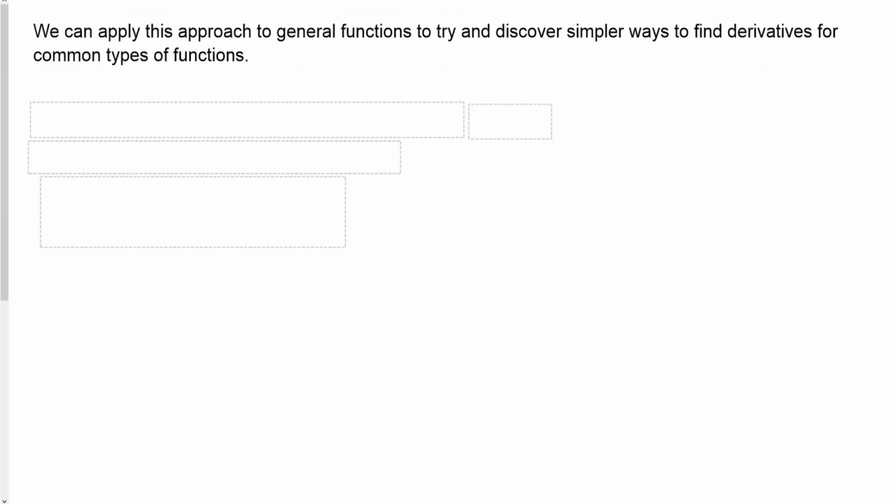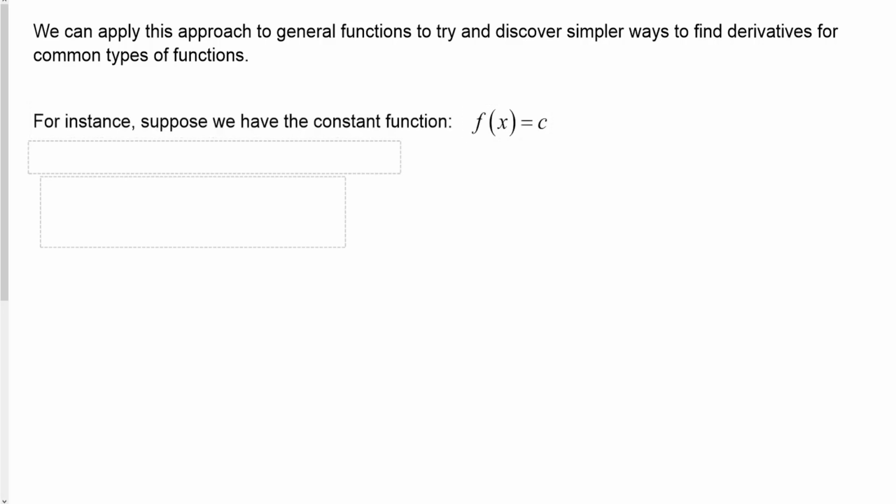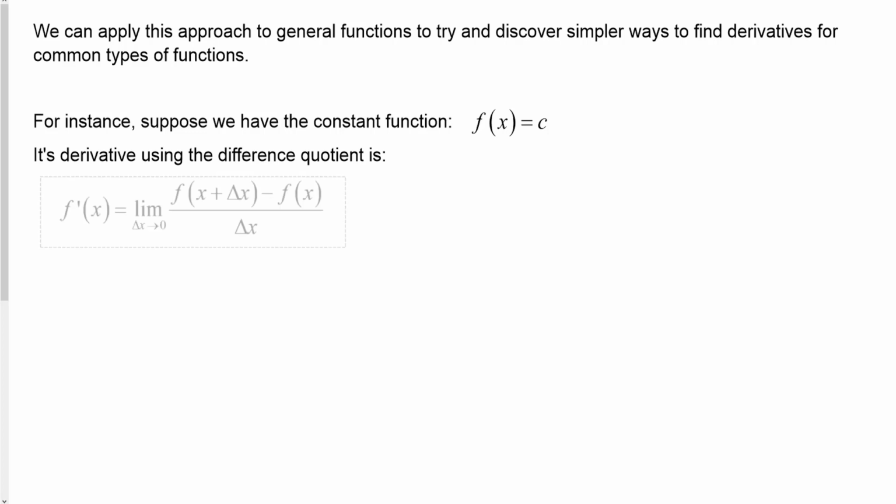So let's begin with a constant function, which is f of x equals c. C could be a value 2, it could be a value -4, 3/5, any real number. So it's just a constant. We know that the graph of a constant is a horizontal line. And what we're going to do is come up with the derivative of this constant function using our limit definition and see what happens when we evaluate it for any constant.